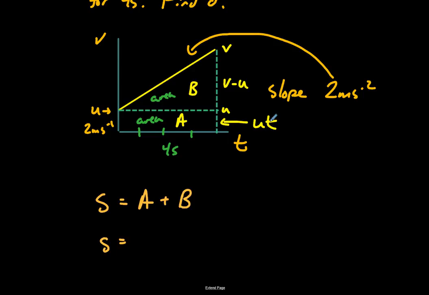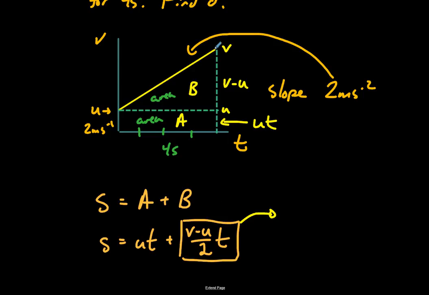So S equals UT plus (V minus U) over 2, right, times T. Okay, so let's just examine this part a little bit and let's rewrite it. So we need the height times the base, we need half of it. So there's my height, there's my base, we need half of it. So I could write this as 1/2 (V minus U) times T.